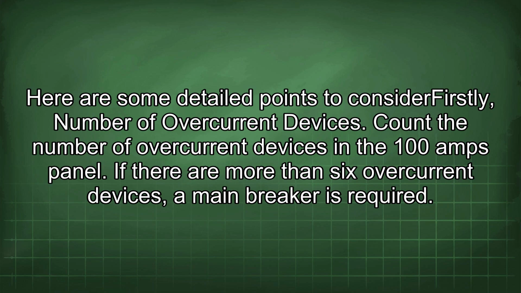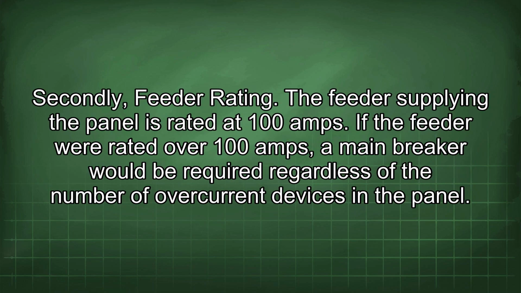Firstly, number of overcurrent devices. Count the number of overcurrent devices in the 100 amps panel. If there are more than 6 overcurrent devices, a main breaker is required. Secondly, feeder rating. The feeder supplying the panel is rated at 100 amps.